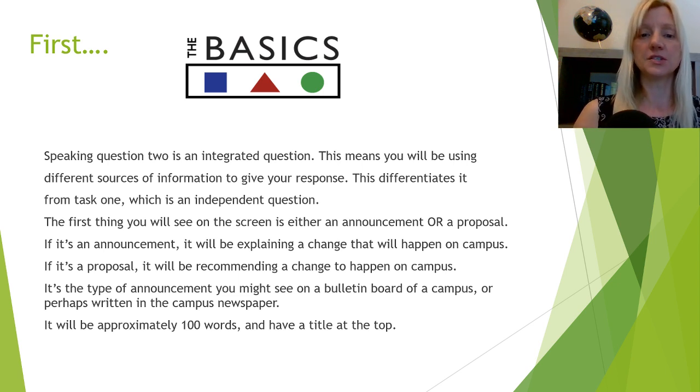So the first thing you will see on the screen is either an announcement or a proposal. If it's an announcement, it will be explaining a change that will happen on campus. If it's a proposal, it will be recommending a change to happen on campus. Now, this is the type of announcement you might see on the bulletin board of a campus, or perhaps written in the campus newspaper. It will be approximately 100 words and have a title at the top.